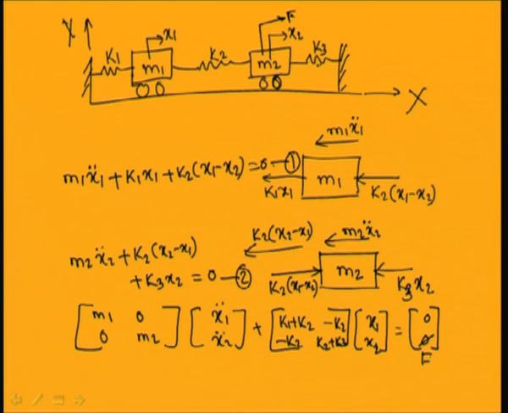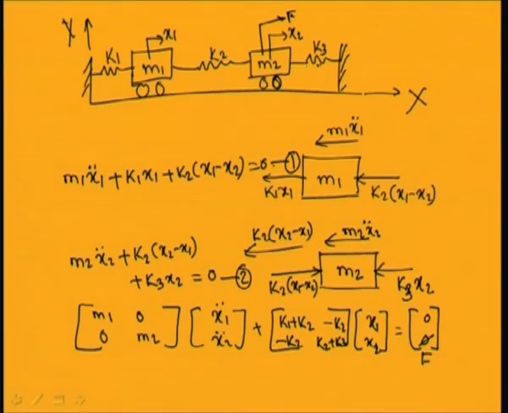In this way you can find the equation of motion by using either D'Alembert's principle or Newton's principle. You already know about the physical coordinate system: you can put a reference frame from which you can measure the coordinates, and write the equation either in terms of physical coordinates or in terms of generalized coordinates. In this example, I have taken the generalized coordinates x1 and x2 and drawn the free body diagram of the system.